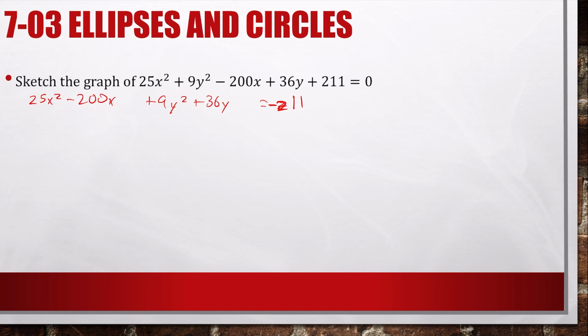All right, next we need to factor, because completing the square only works when it's 1x squared or 1y squared. So let's factor the x's. And let's factor the y's. So for the x, I factored out 25. For the y, I factored out 9.